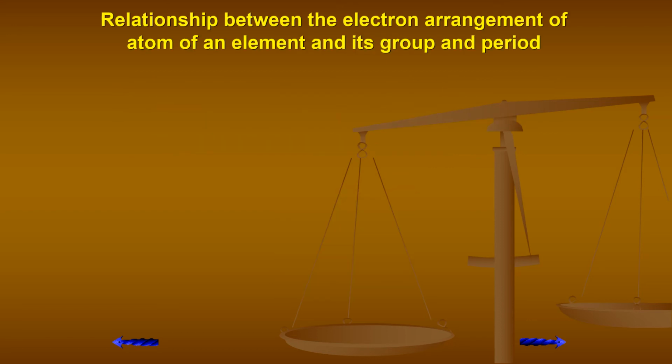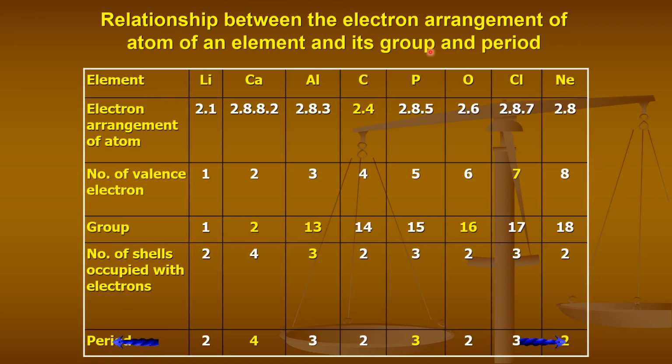Okay. Relationship between the electron arrangement of atoms of an element and its group and period. You can pause this clip and start to fill in the blanks. Okay, finished already. Now you check the answer. Okay, this is the answer. The yellow color is the place where you should put the numbers.